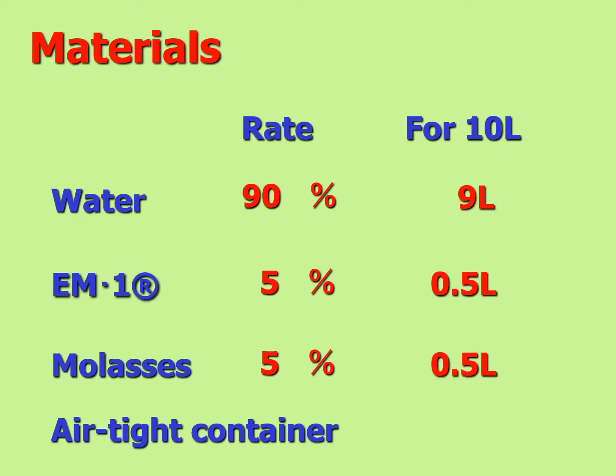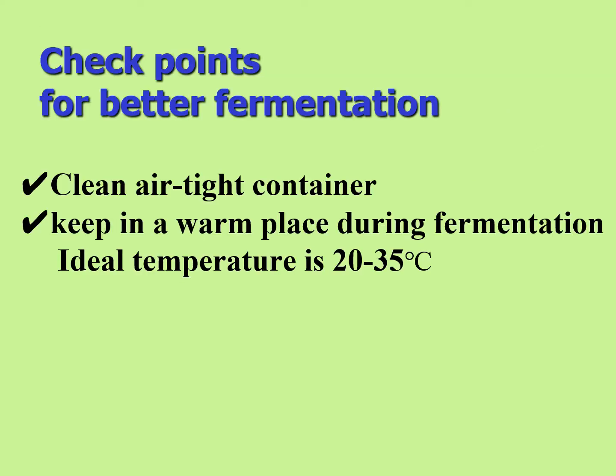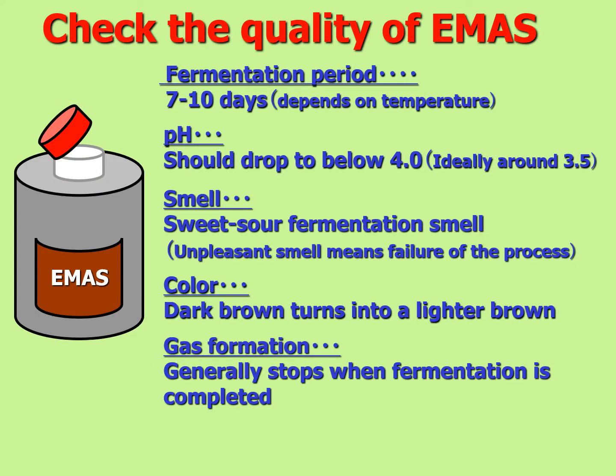Materials: water 90%, which is 9 liters; EM1 5%, half a liter; molasses 5%, half a liter; and an airtight container. Checkpoints for better fermentation: clean airtight container. Keep in a warm place during fermentation. Ideal temperature is 20 to 35 degrees Celsius. Check the quality of EMAS. Fermentation period is 7 to 10 days.